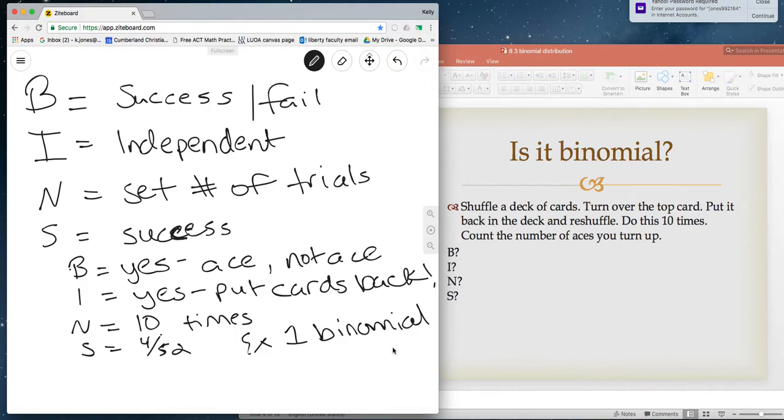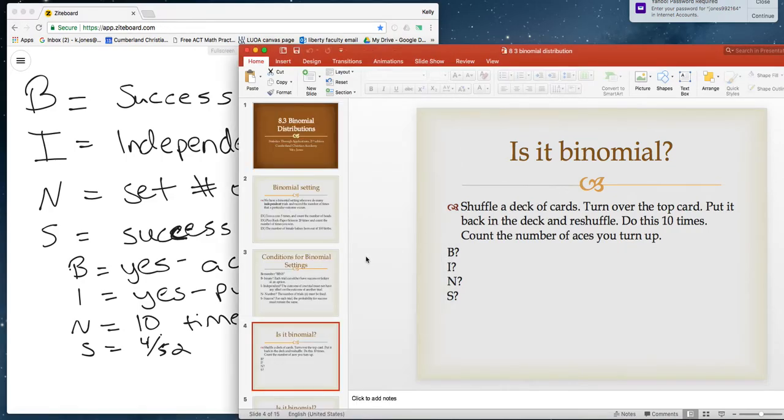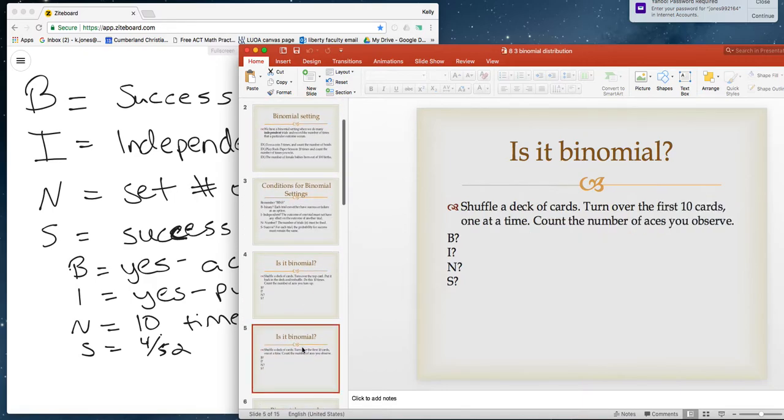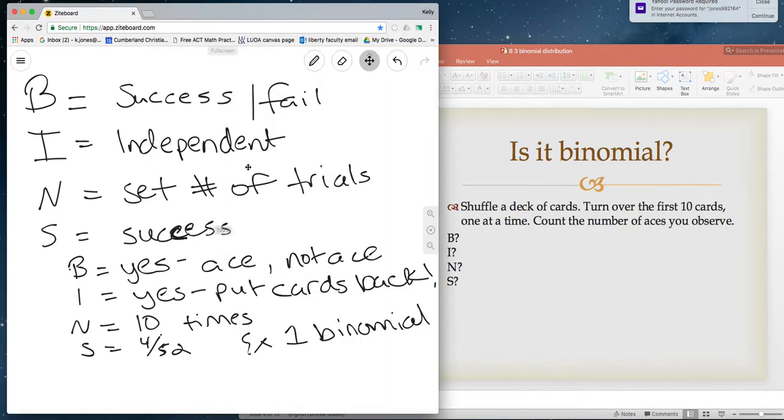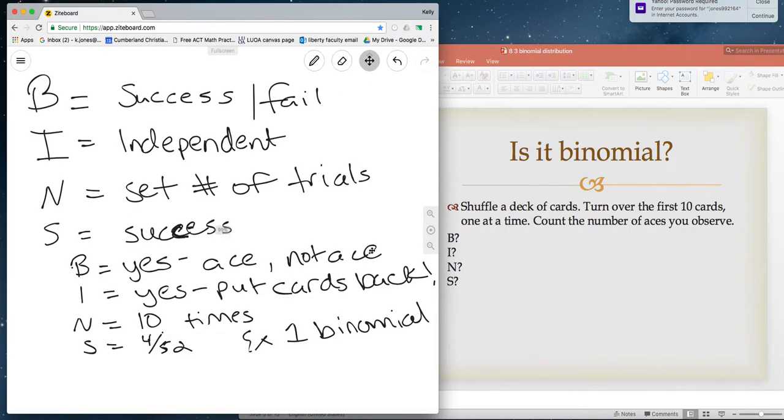So right now we're not even doing any math, are we? We're just figuring out what are the conditions before we can actually do some math. Let's look at another example. Shuffle a deck of cards, turn over the first 10 cards one at a time, and count the number of aces you observe.